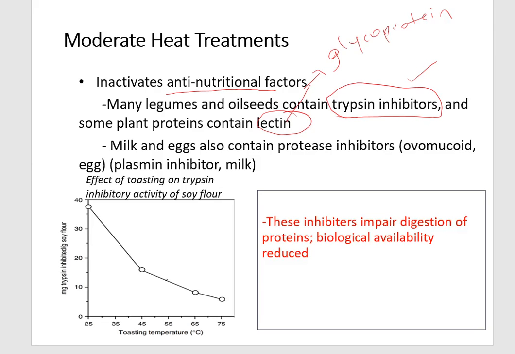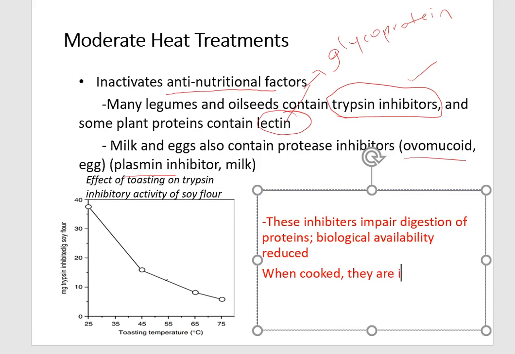Milk and egg proteins also contain several inhibitors. Here, plasmin, avomucoid. So all these inhibitors lose their activity when subjected to moderate heat treatment, especially in the presence of water. So they are not stable to heat. So these anti-nutritional factors do not pose problems when cooked, okay, when heating conditions are enough to inactivate them. They are inactivated.